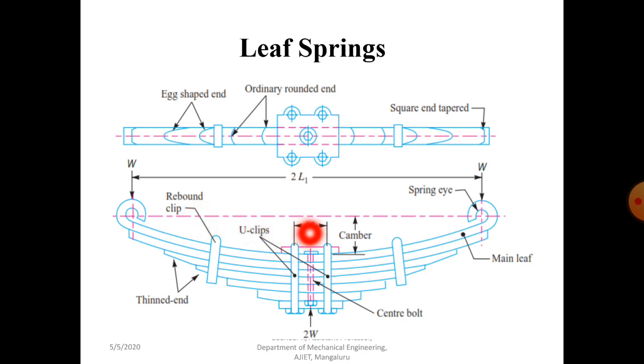Multi-leaf springs are provided with one or two extra full length leaves in addition to the master leaf. Always extra full length leaves are provided, one or two in addition to the master leaf. The extra full length leaves are stacked between the master leaf and the graduated length leaves.